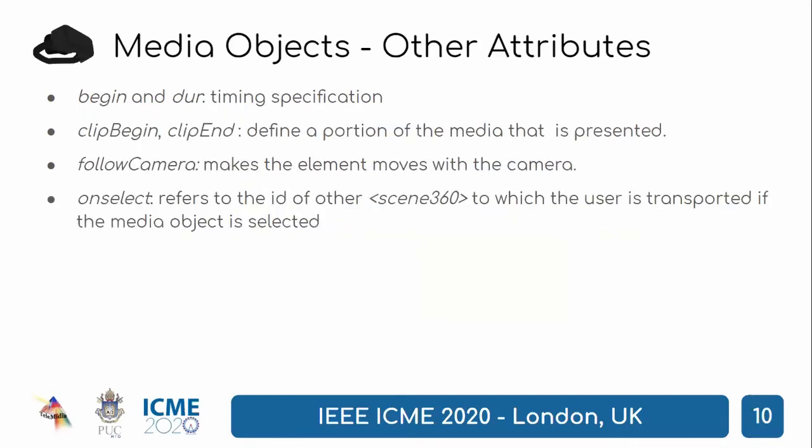For timing specification, we use SMIL begin and dur attributes that define the start and duration of the specified media object. Clip begin and clip end define the portion of the source media that's presented. Follow camera is a Boolean attribute that, if true, makes the element move with the user's head motion. And onSelect refers to the ID of a Center60, so that when the user selects the media object with this attribute, he is transported to the referred Center60, allowing navigation among different scenes.